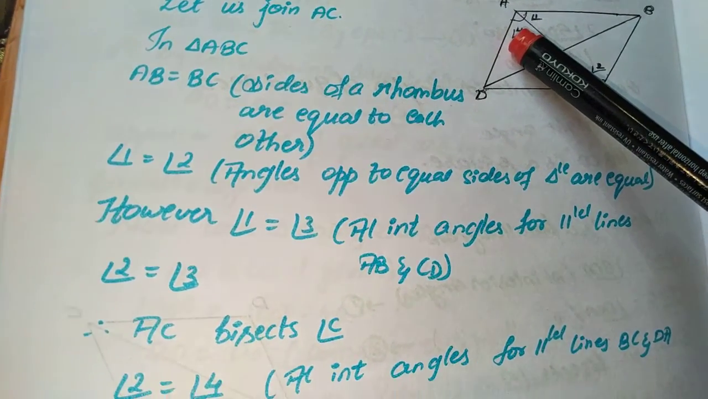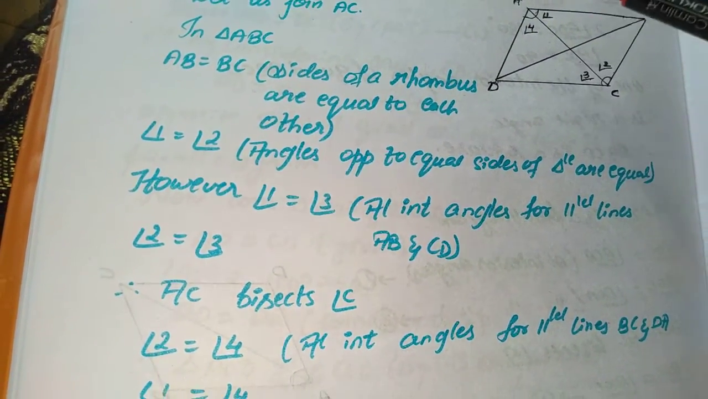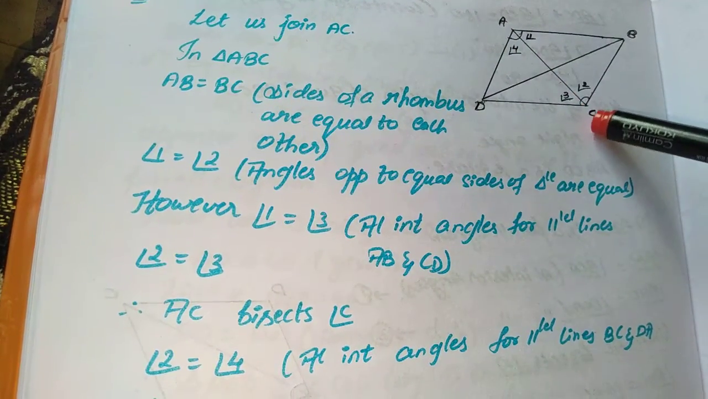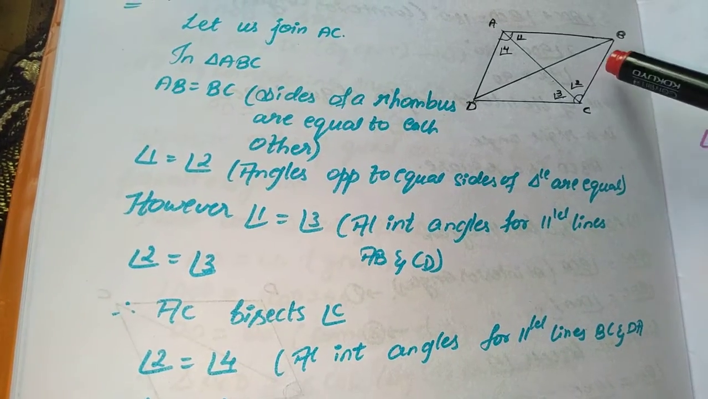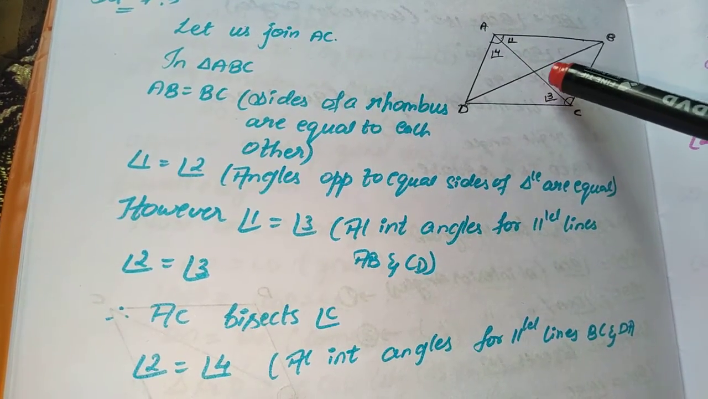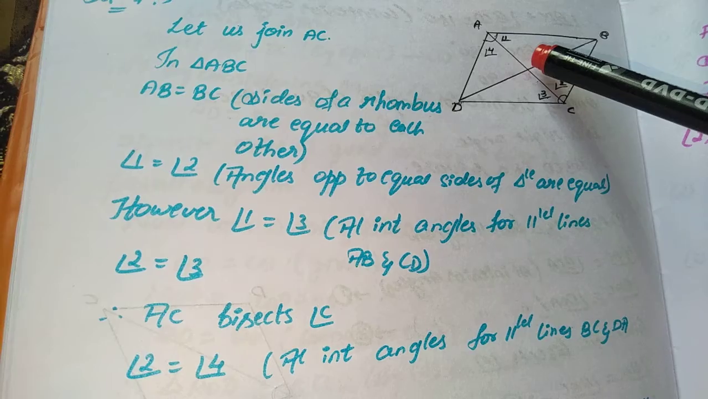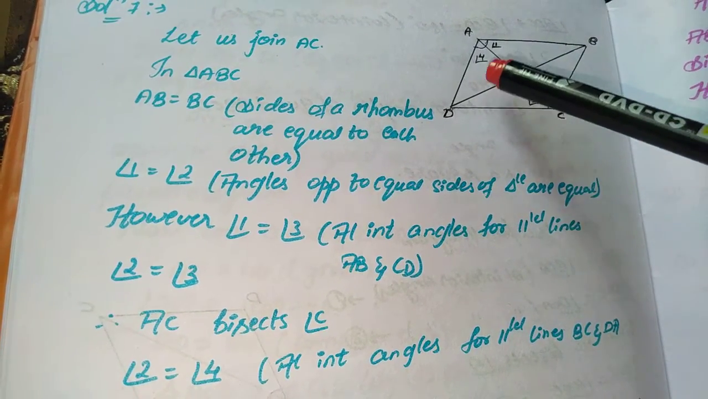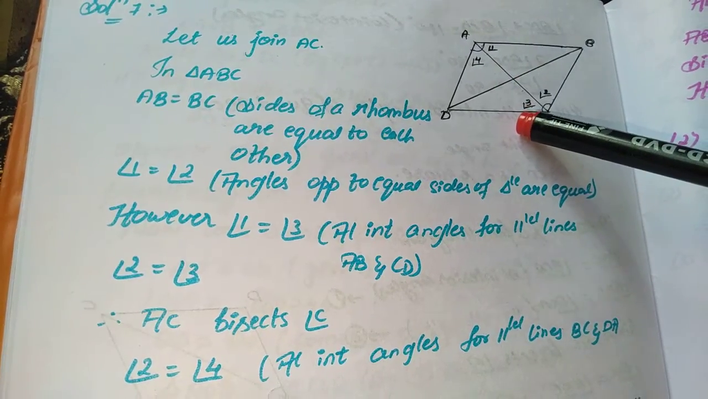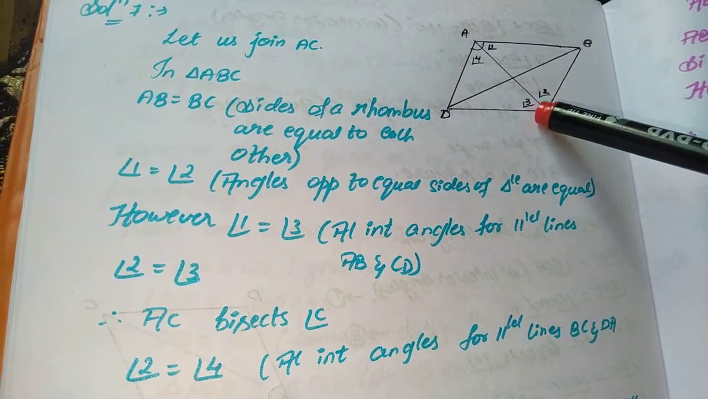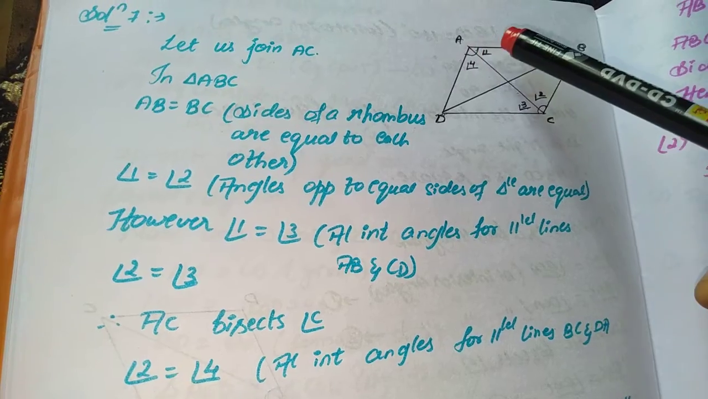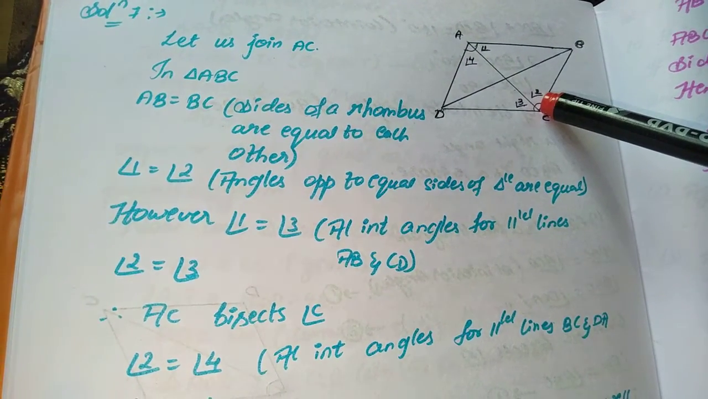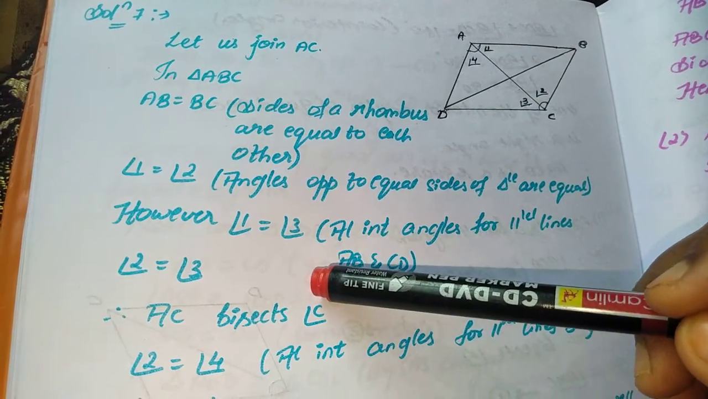All the interior angles of... can you observe here Z shape? The interior angles are equal, or interior angles on the same side of the parallel lines AB and CD. Angle 1 equal to angle 3 because a rhombus can also be called a parallelogram. Hence 1 equal to 3, 4 equal to 2. I have written the same here.